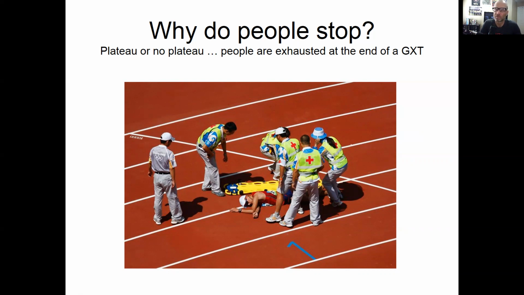Whether or not there's a plateau, that's different. People are exhausted at the end of a graded exercise test, and they may give the sensation that they can't continue to exercise, but rarely do people actually fall off the back of the treadmill, although I have had that happen once. And so we do need to dive into a broader sense of kinesiology and exercise science to really try to understand why people stop exercising, even though they could probably still take a few more steps. Okay, so keep this in mind as we go along.